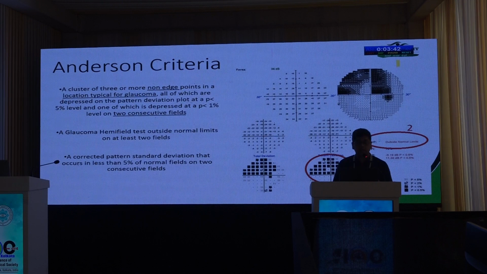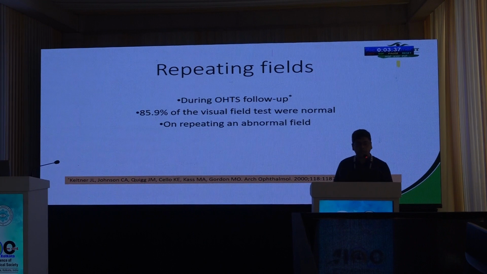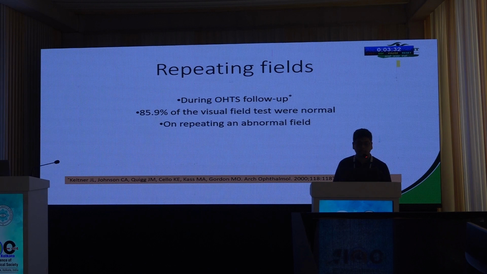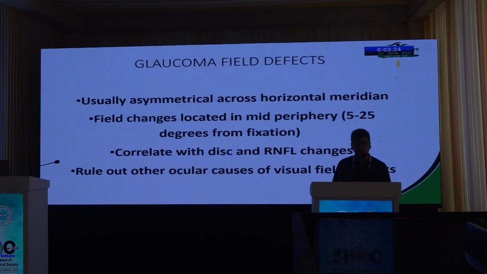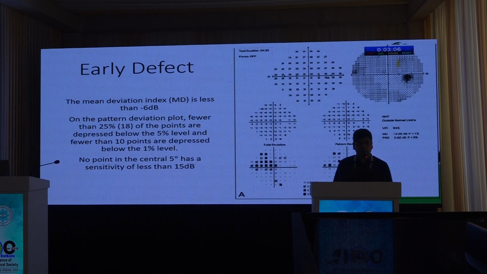So we can use Anderson's criteria to diagnose if the field is glaucomatous or not. And we definitely need to repeat the fields, because during OHTS follow-up, up to 86% of the visual fields on repeat testing came out to be normal when they were abnormal on the first test. So usually glaucoma field defects will be asymmetrical across the horizontal meridian, located between 5 to 25 degrees in the mid-periphery. They correlate very well with the disc and RNFL changes, but we need to rule out other ocular causes of field defects in the retina or other places.